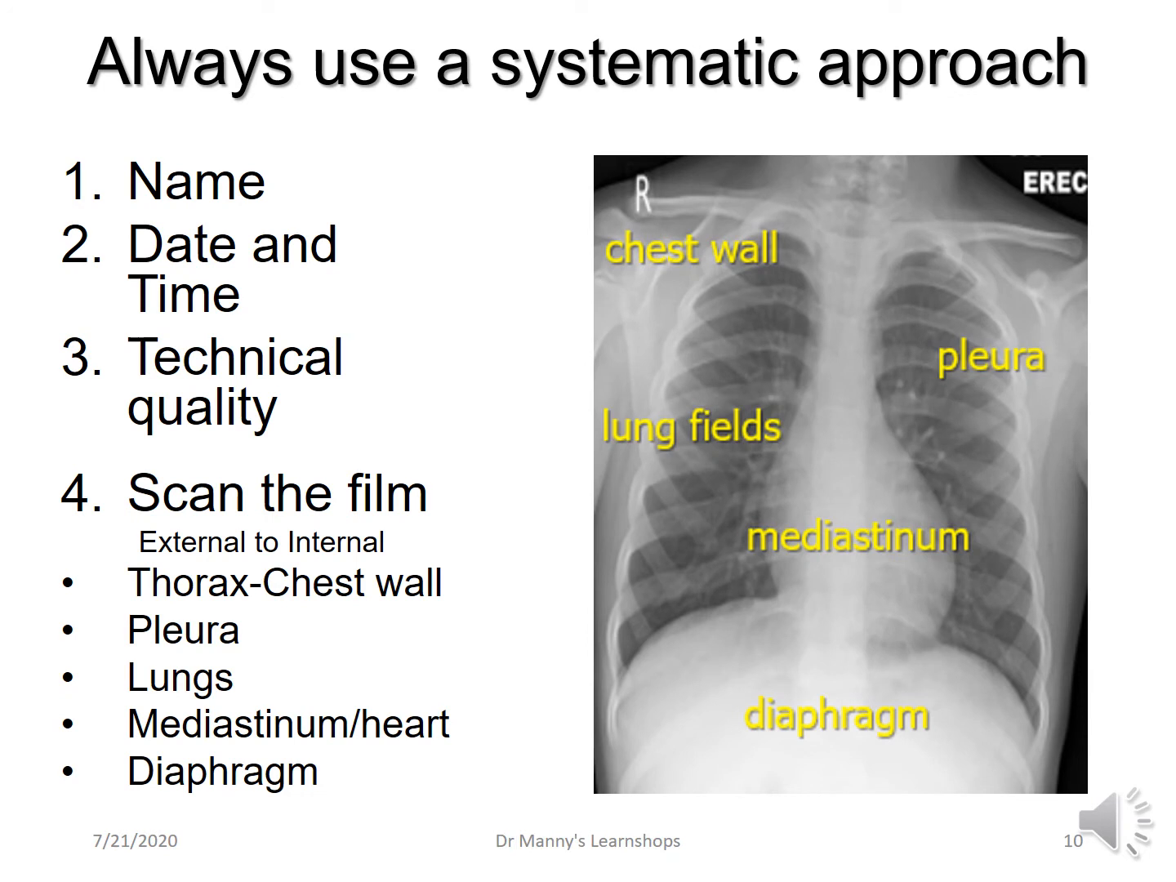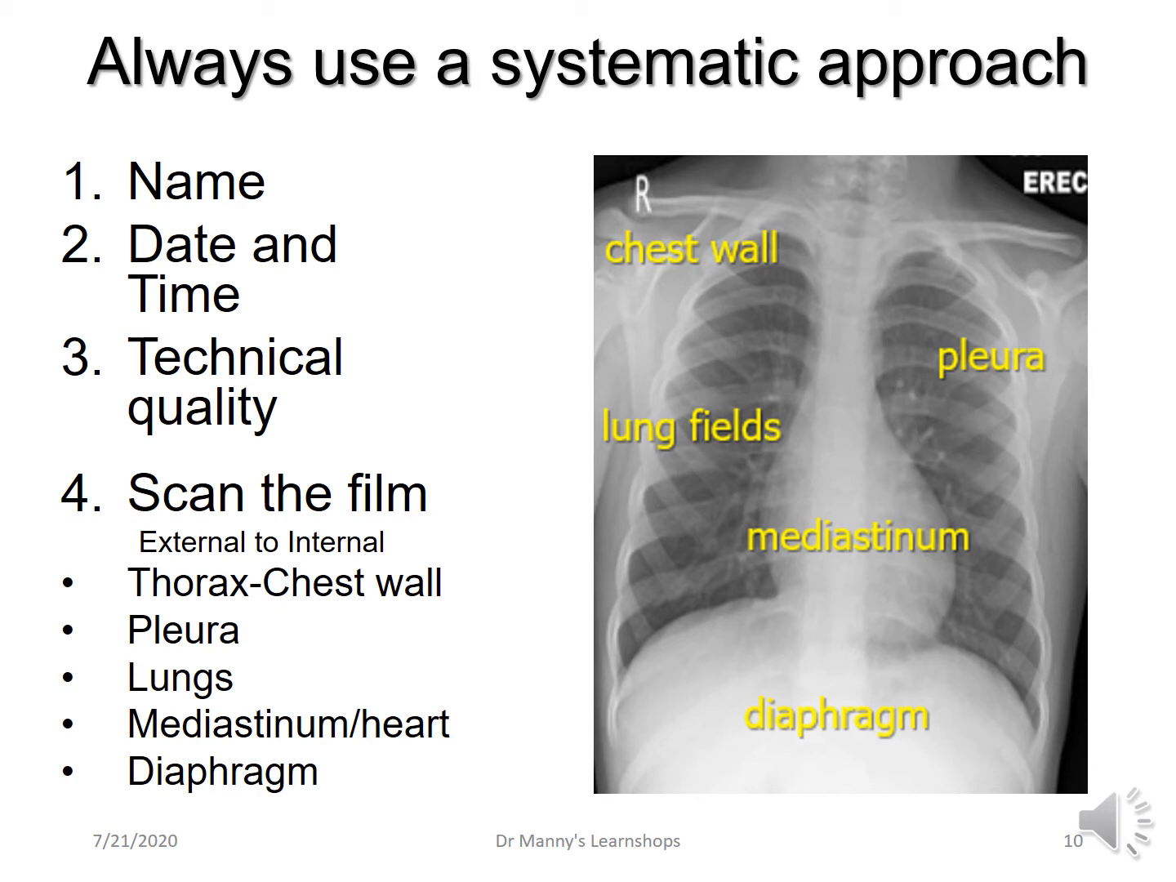When interpreting a chest X-ray, always use a systematic approach. And you're supposed to use a systematic approach for all types of procedures. The systematic approach that I'm recommending here is, first of all, identify that you've got the correct patient. Patient identification is a common medical error in healthcare. Look at the date and the time to establish when the chest X-ray was taken, and look at the technical quality, which we're going to be reviewing shortly.